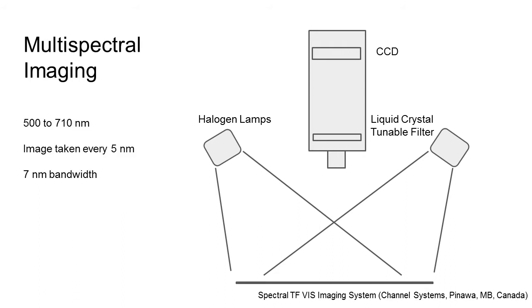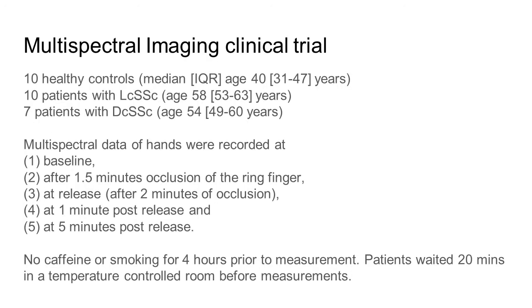Okay, so we used the software that came with it, and we scanned through the 500 to 710 nanometer range, taking images every 5 nanometers. And this tunable filter has a 7 nanometer bandpass. So with this, we scan all the wavelengths. We've got a set of data to work with.